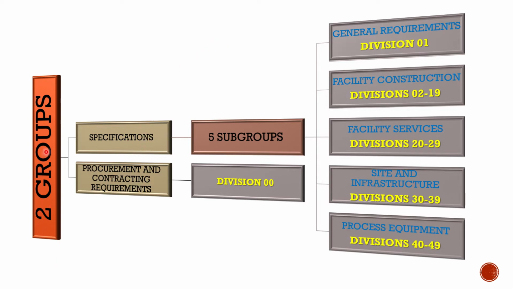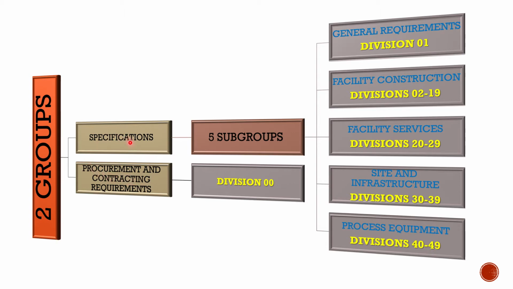You have two groups: the procurement and contracting requirements, and the specifications. The procurement and contracting requirements are division 00. This is where you're going to find your responsibilities, deliverables, responsibilities of the contractor, authority, contract documents, etc. Right here, division 00. So that's the first group.